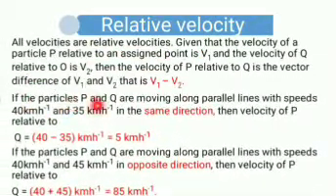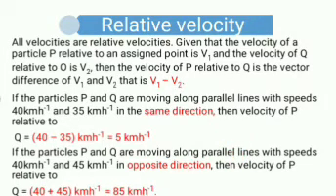Now, if the particles P and Q are moving along parallel lines with speeds of 40 kilometers per hour and 35 kilometers per hour in the same direction, then the velocity of P relative to Q is equal to 40 minus 35 kilometers per hour, which is equal to 5 kilometers per hour. That is, if the two particles P and Q are moving along parallel lines in the same direction, is that okay?